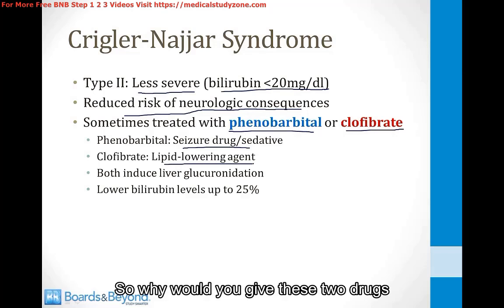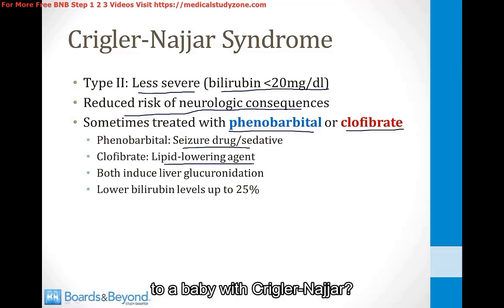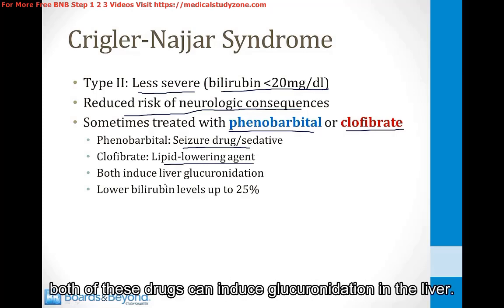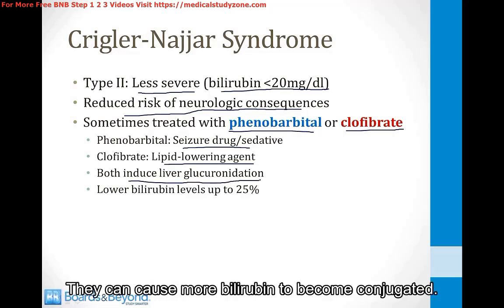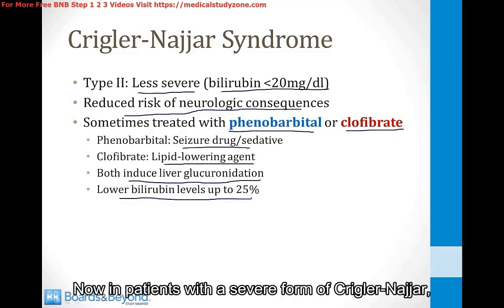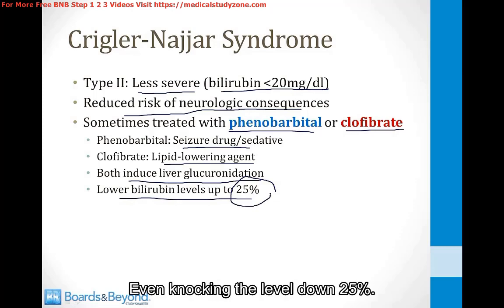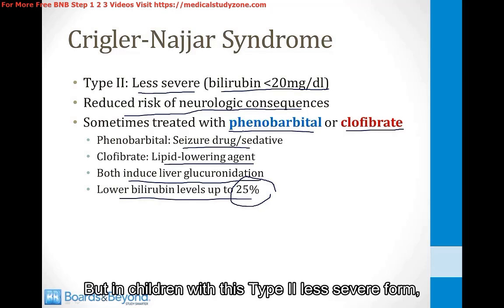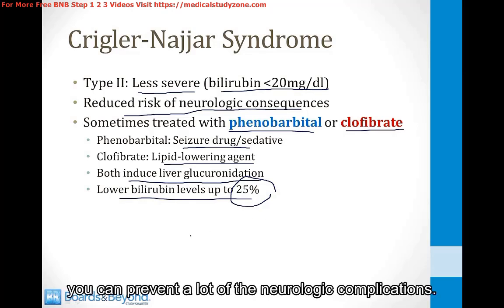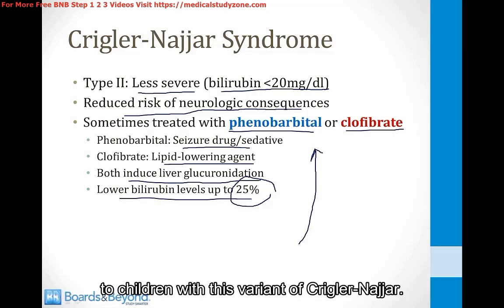So why would you give these two drugs to a baby with Crigler-Najjar? Well, it turns out that through mechanisms that aren't completely understood, both of these drugs can induce glucuronidation in the liver. They can cause more bilirubin to become conjugated. Therefore, they can lower the bilirubin levels by up to 25%. Now, in patients with a severe form of Crigler-Najjar, that's not going to help. Even knocking the level down 25% usually doesn't help. But in children with this type 2 less severe form, if you can knock the bilirubin level down 25%, you can prevent a lot of the neurologic complications, and therefore these two drugs are sometimes administered to children with this variant of Crigler-Najjar.